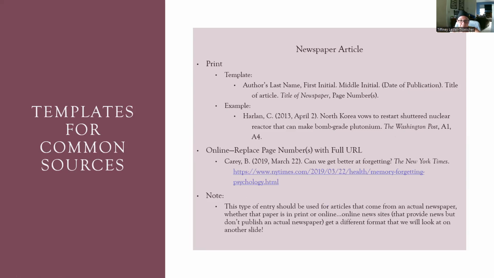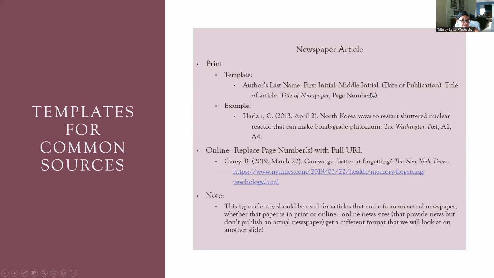Newspaper article. Very much like a journal article. Author's last name, comma, first initial period, middle initial period, in parentheses, date of publication, period. Title of the article in regular font, period. Title of the newspaper in italics, comma, and then page numbers in regular font, period.